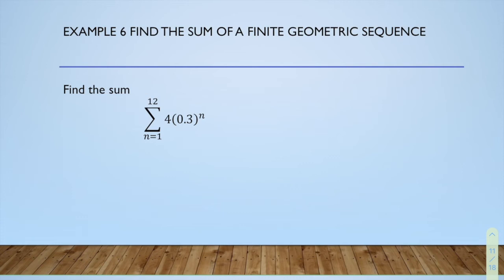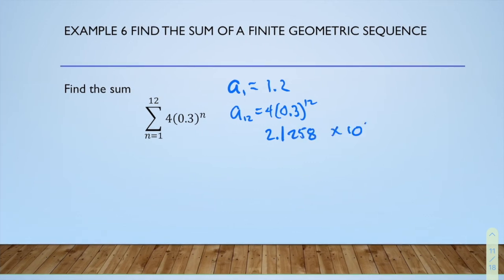In example 6, we find the sum of a finite geometric sequence. This one starts with n equal to 1 and goes to n equal to 12, and is 4 times 0.3 raised to the n power. So we need to find what the first term is. The first term is when n is equal to 1, so that's just 4 times 0.3, that's 1.2. And then we also need to know a sub 12. So a sub 12 is 4 times 0.3 raised to the 12th power. Now that is 0.3 raised to the 12th power times 4, 2.1258 times 10 to the negative 6, and that's a sub 12.